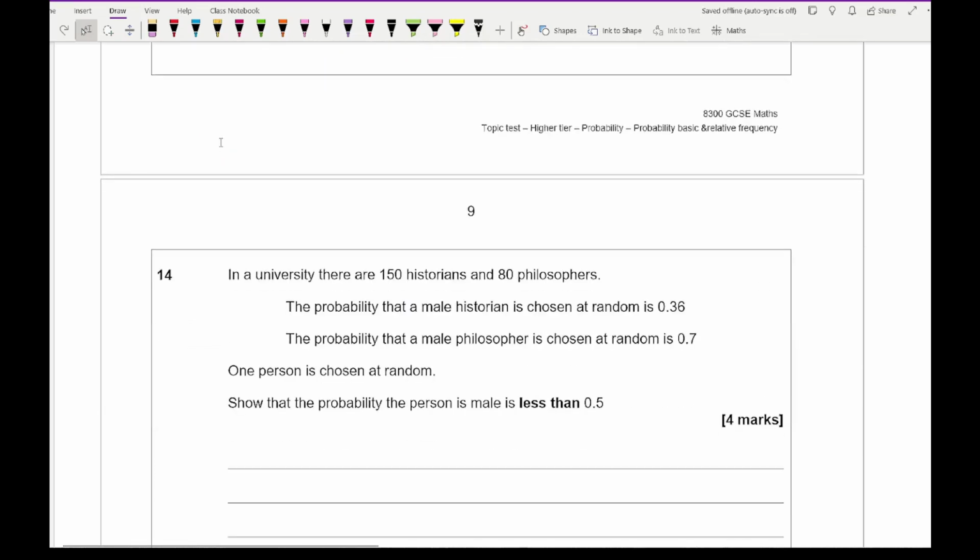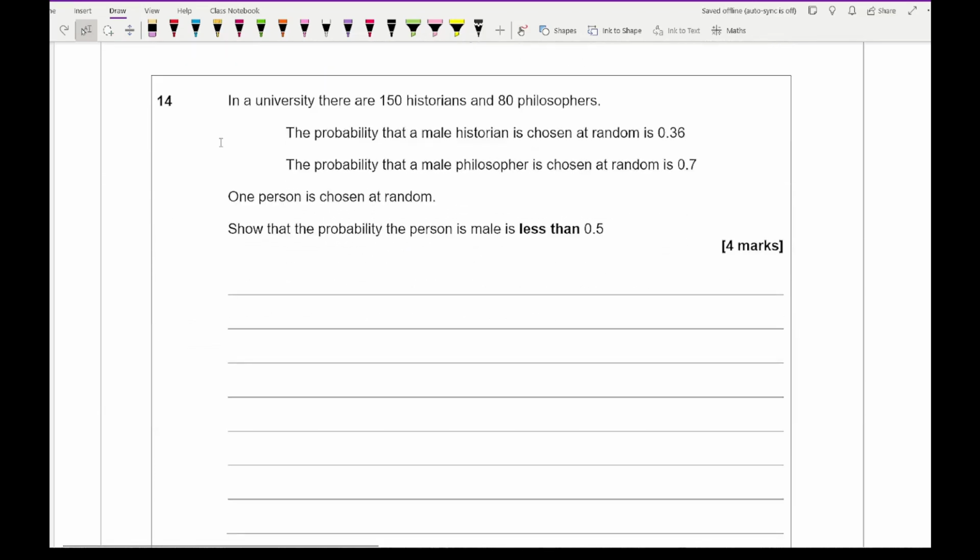Then moving on to question 14, it says, in a university there are 150 historians and 80 philosophers. The probability that a male historian is chosen at random is 0.36, and the probability that a male philosopher is chosen at random is 0.7. One person is chosen at random. Show that the probability that the person is male is less than 0.5.